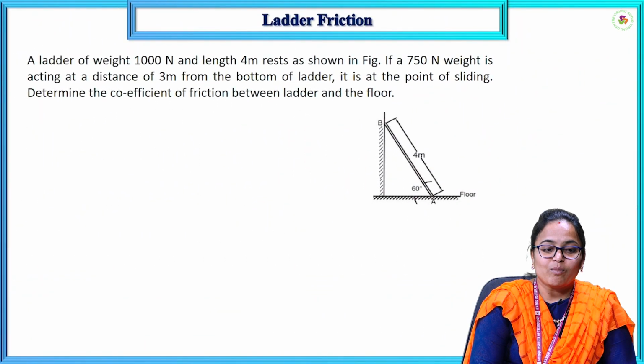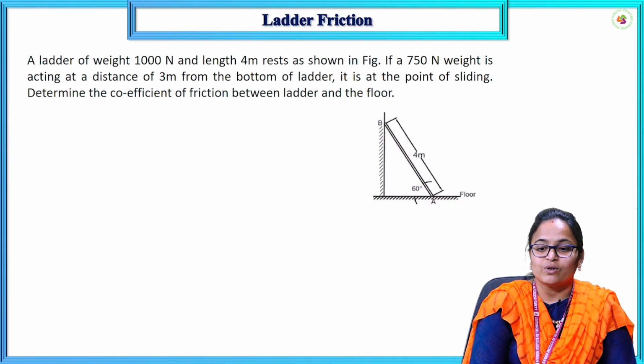The problem is: a ladder of weight 1000 newtons and length 4 meters rests as shown in the figure. If a 750 Newton weight is acting at a distance of 3 meters from the bottom of the ladder, it is at the point of sliding. Determine the coefficient of friction between the ladder and the floor.